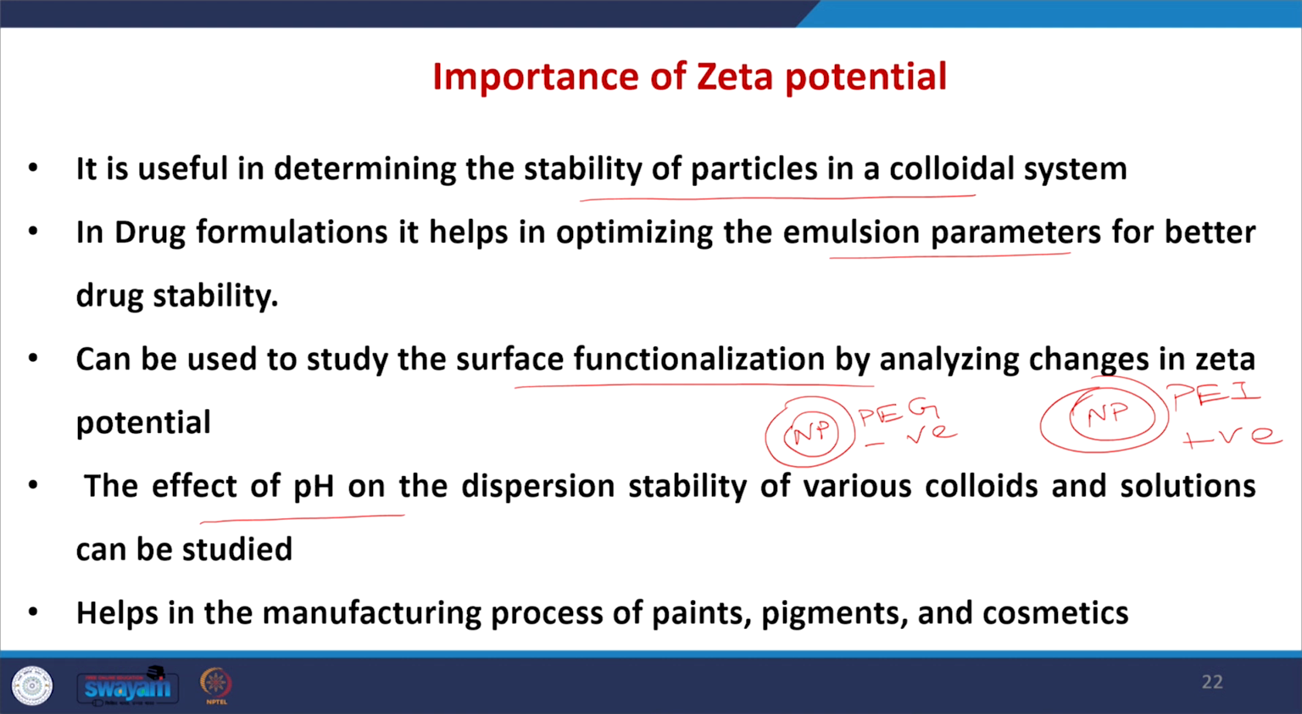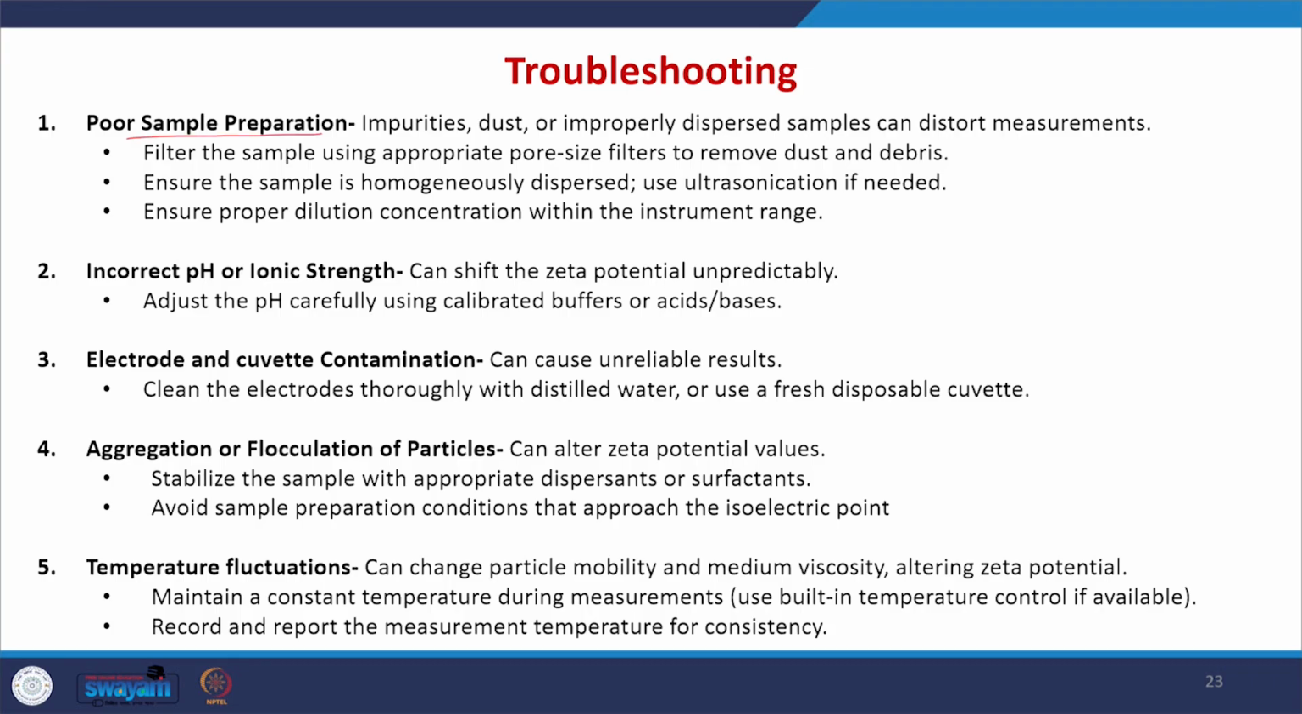And zeta potential is not only useful for nanotechnology and nanomaterials, it also helps in the manufacturing process of paints, pigments and cosmetics. Let us see some of the common issues in zeta potential analysis and how to overcome them. The first one is poor sample preparation. If the sample contains impurities or dust, that can be removed by filtering the samples using suitable syringe filters, and make sure that the sample is homogeneously dispersed.